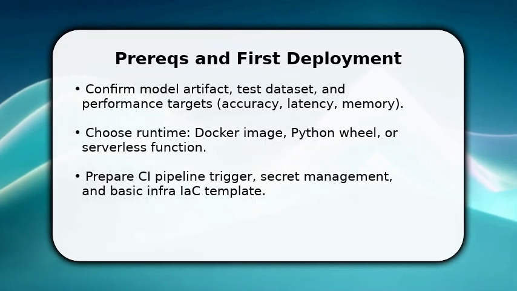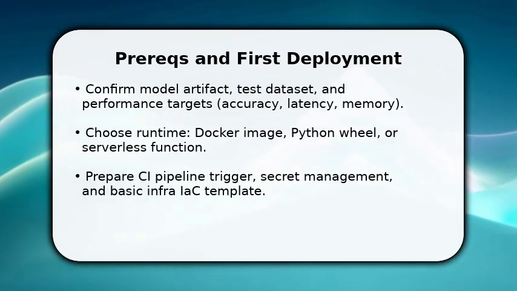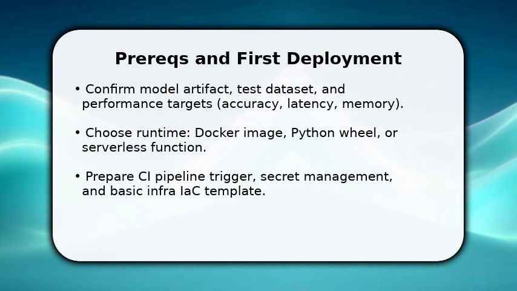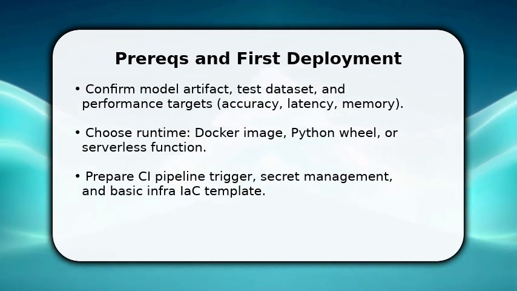Then configure a CI trigger that builds the image, runs unit and smoke tests, and pushes to the registry. This step gets you from local prototype to an automated artifact ready for staging deployment.